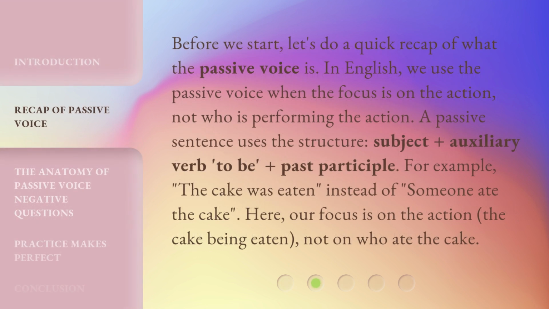Before we start, let's do a quick recap of what the passive voice is. In English, we use the passive voice when the focus is on the action, not who is performing the action. A passive sentence uses the structure subject plus auxiliary verb, to be, plus past participle. For example, the cake was eaten, instead of, someone ate the cake. Here, our focus is on the action, the cake being eaten, not on who ate the cake.